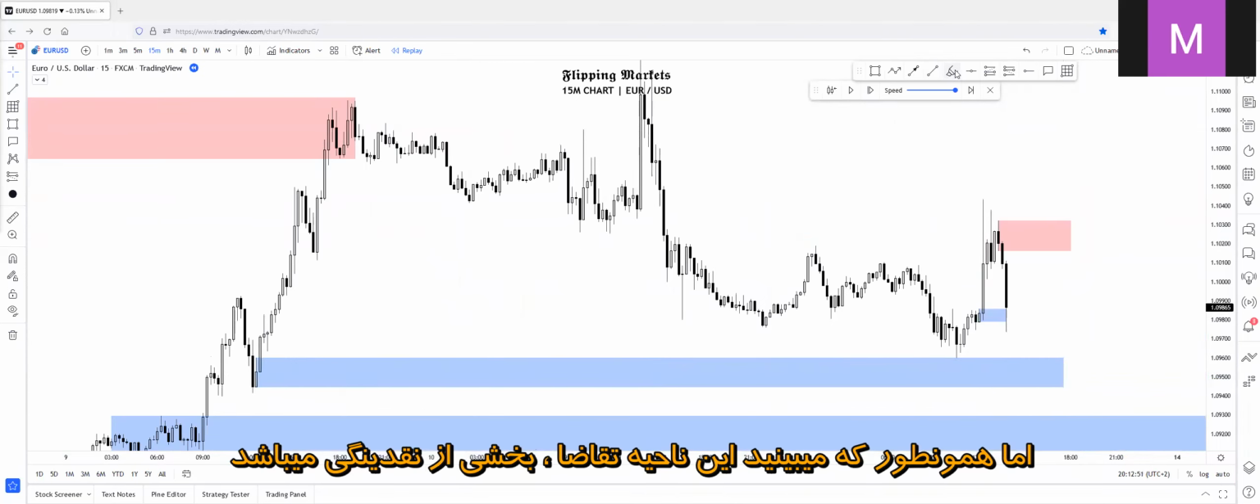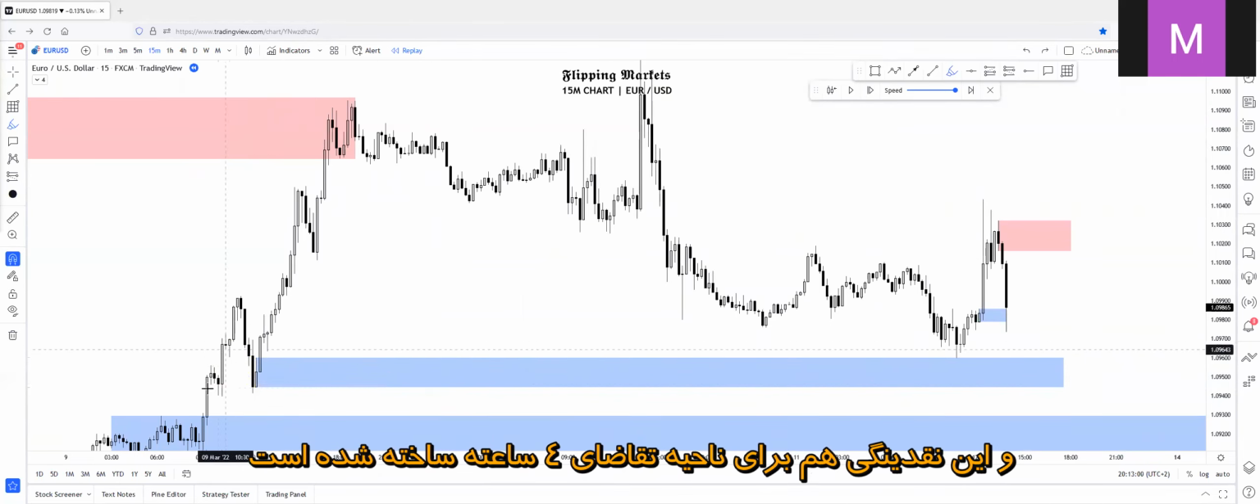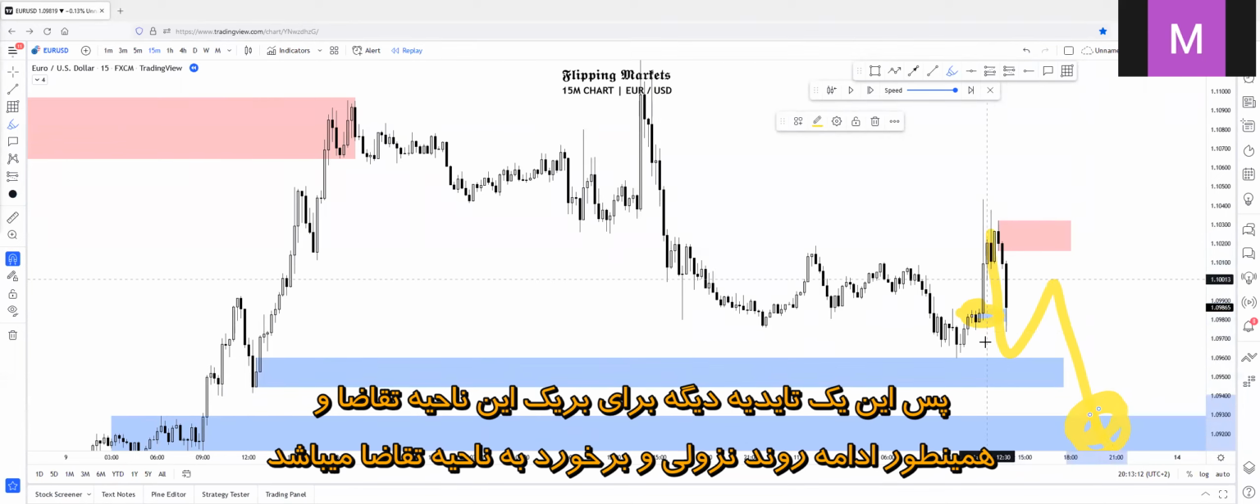But as you can see, this demand level is part of the liquidity. Here's double bottoms, equal bottoms at this region. First bottom, second bottom. So this demand zone will be liquidated, and this is liquidity built up for the 4-hour zone down here. So this is one more confluence for the break of this demand zone. This is one more confluence for the continuation of the short trends, and this is one more confluence for the expectational tap of this 4-hour demand zone down here.